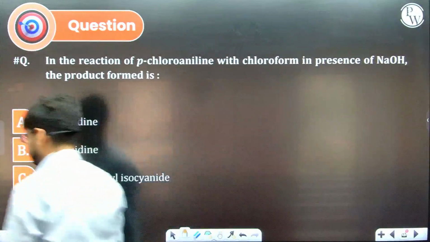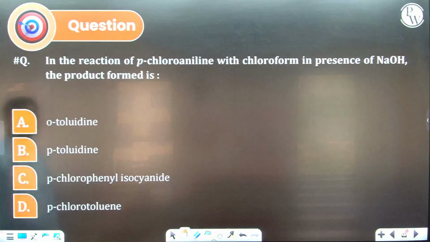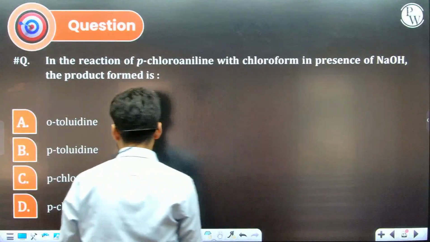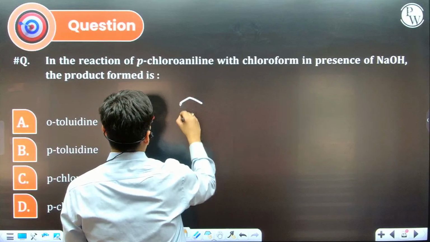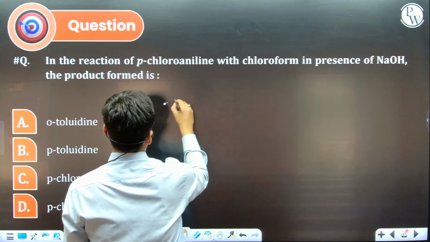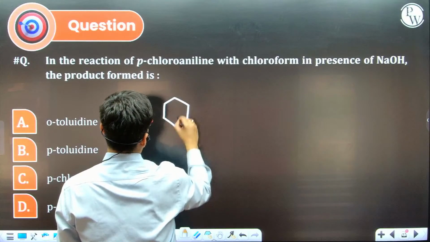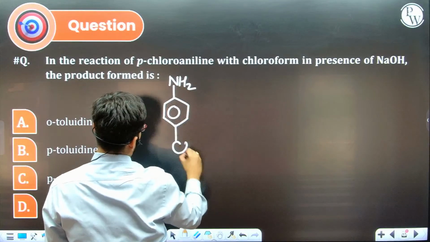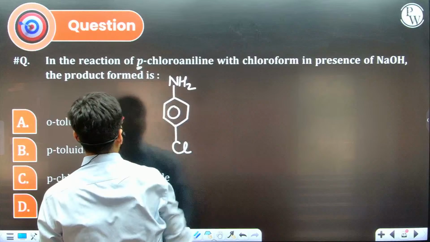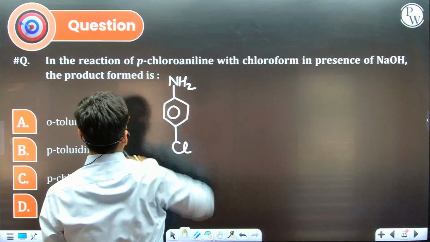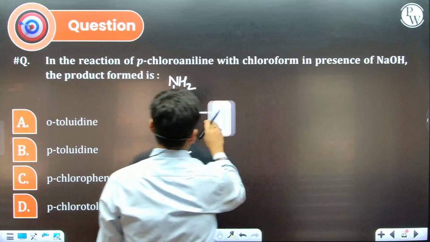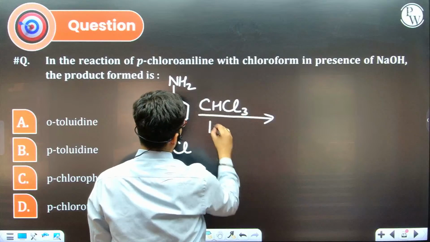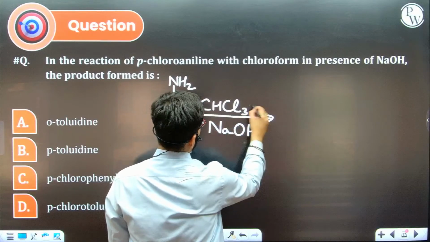Next reaction. In the reaction of para-chloroaniline with chloroform in the presence of NaOH, the product formed is, okay, para-chloroaniline. This is aniline. Para-chloroaniline is this. P means para. So para-chloroaniline is treated in the presence of chloroform and NaOH. CHCl3 is chloroform. Chloroform and NaOH are present.